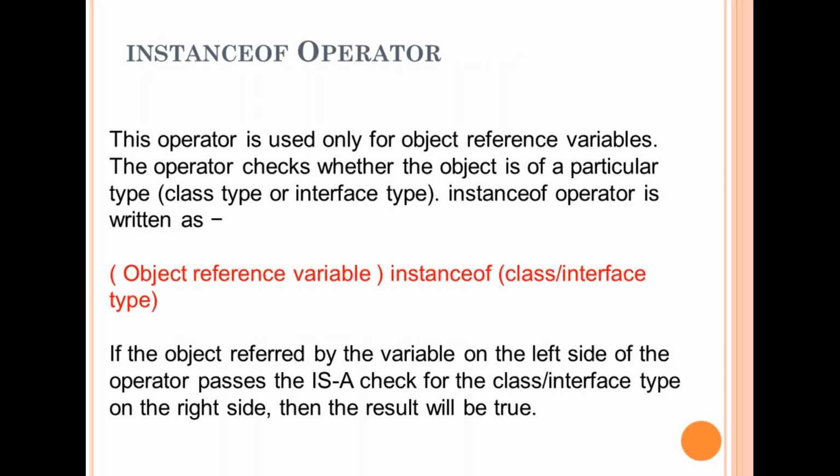And the next topic is the instanceof operator. This operator is used only for object reference variables. The operator checks whether the object is of a particular type, class type or interface type. Instanceof operator is written as object reference variable instanceof class or interface type. If the object referred by the variable on the left side of the operator passes the IS-A check for the class or interface type on the right side, then the result will be true.